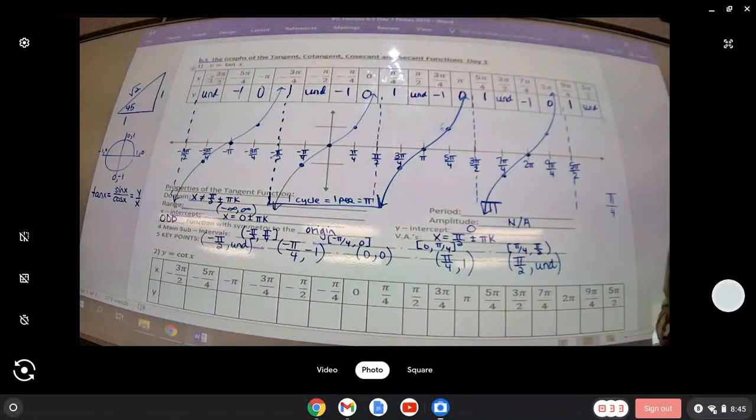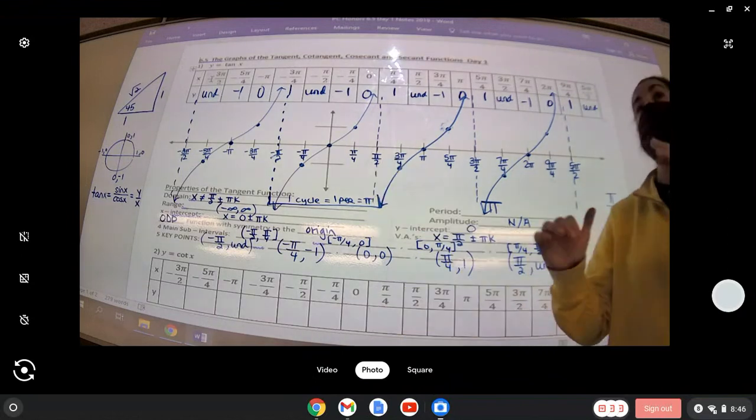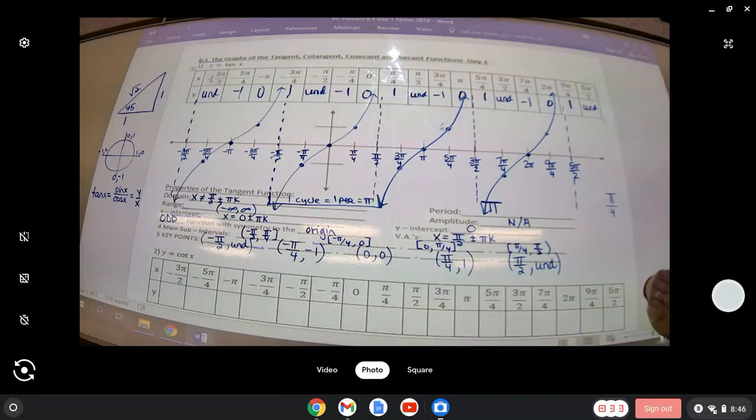So we can use them as our starting point to create transformations. All right, how do we feel with the tangent function? Okay? All right, let's do cotangent. Now, cotangent, guys, it's his reciprocals.